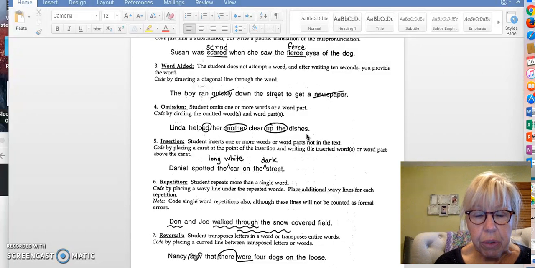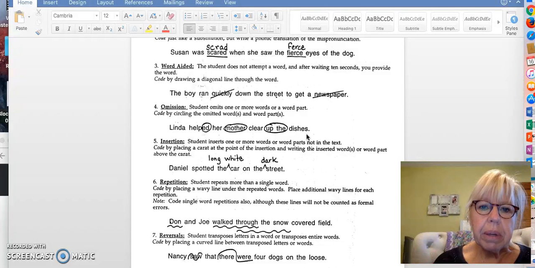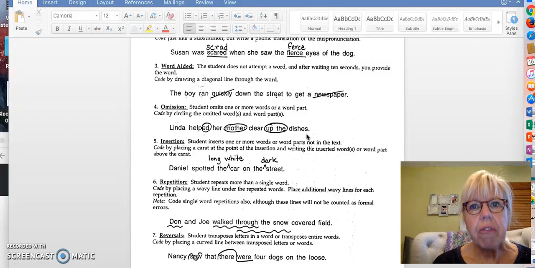So if there's only 100 words and they skip a line, which is oftentimes due to their vision not being fully developed, because students' vision is not fully developed until between the ages of 8 and 10.